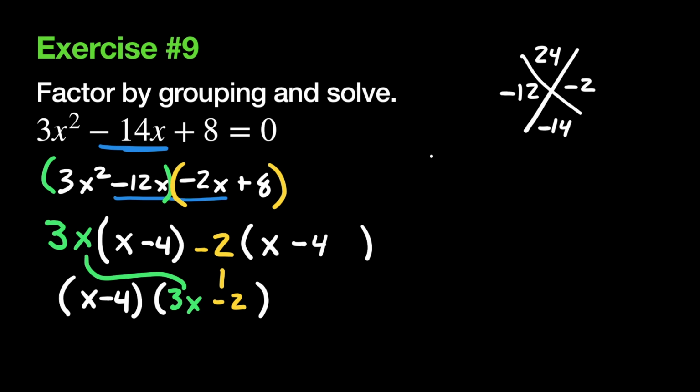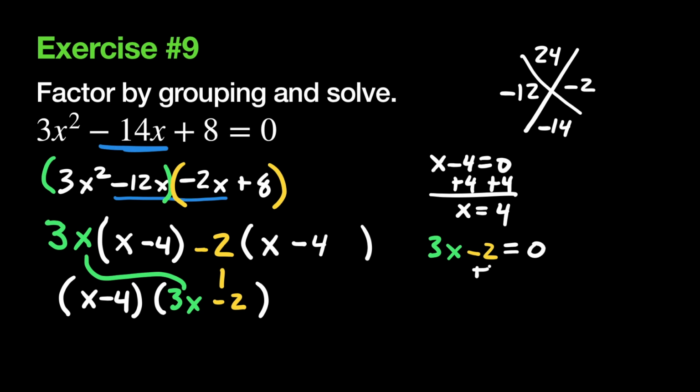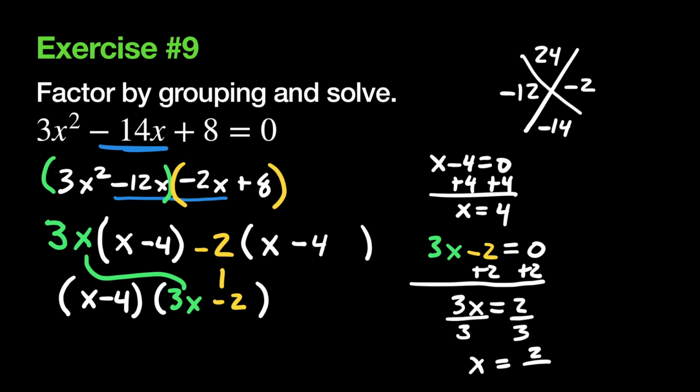So our answer is going to be x minus 4 is equal to 0, plus 4, plus 4, x is equal to 4. And we're going to get the second one. We have 3x minus 2 is equal to 0, plus 2, plus 2. We have 3x is equal to 2, divide by 3. X is equal to 2 over 3. So the two answers that we get for this problem are x is equal to 4 and 2 over 3.